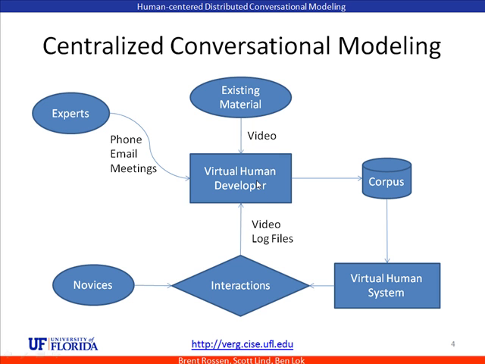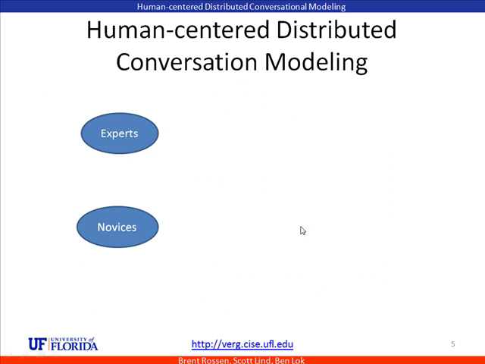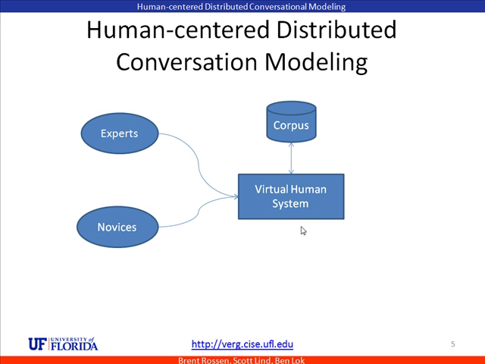The main problem here is that all of this information is going through the virtual human developer. The virtual human developer is a filter to the corpus, and they themselves become a significant bottleneck. So in human-centered distributed conversational modeling, what we do is we actually allow experts and novices to interact directly with the virtual human system, and the system itself gathers all the information and places it into a corpus. Now, the virtual human developer can still be a part of the process, but they're another source of information. So they're an expert on virtual human interactions rather than being an actual filter to the corpus.